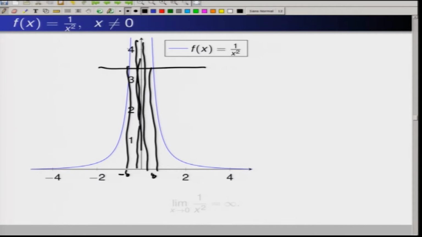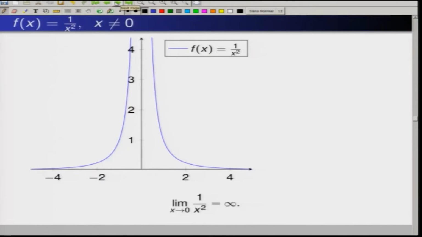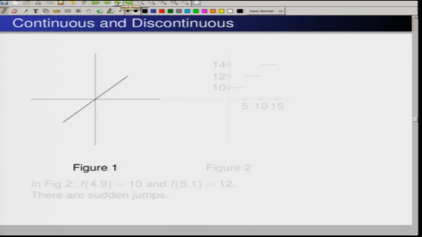Beyond this, in this interval definitely f of x is going to be bigger than the m we have chosen. So, we can write this as the limit of 1 by x square, as x goes to 0, is equal to infinity. As we had said earlier, the limit of f of x as x goes to a may exist, but it may not be equal to f of a.